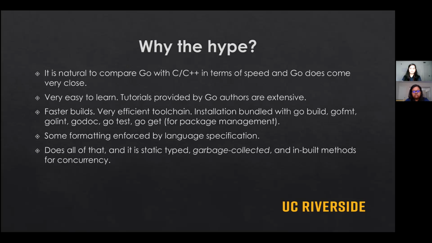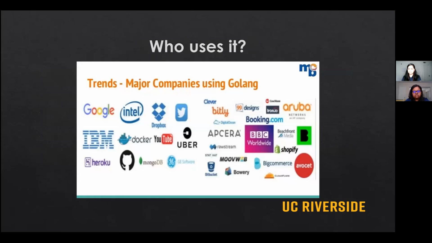It is garbage collected, but it is built in such a way that it does not affect efficiency, which is why it was easily adopted for major systems like Kubernetes and Docker. So, who uses it? Within 2 years of Go being released, it was advertised as the language that is used for systems programming, because Kubernetes and Docker use it.